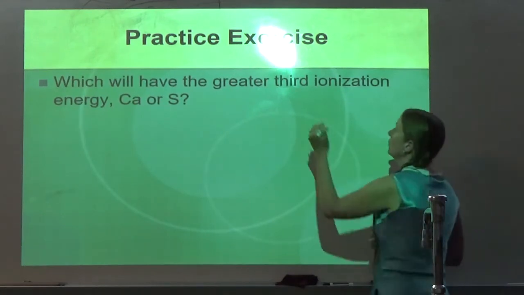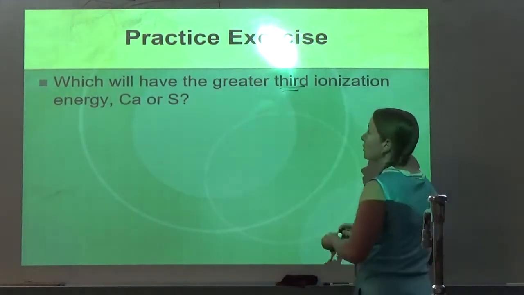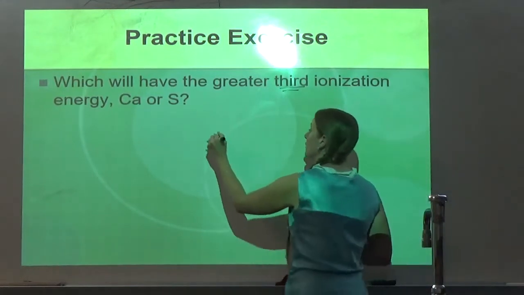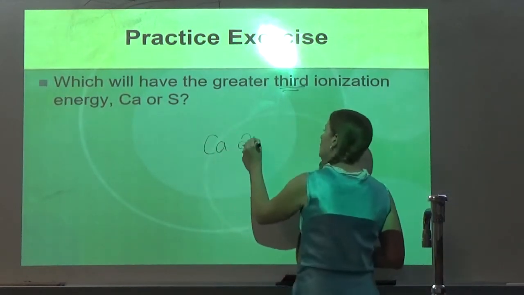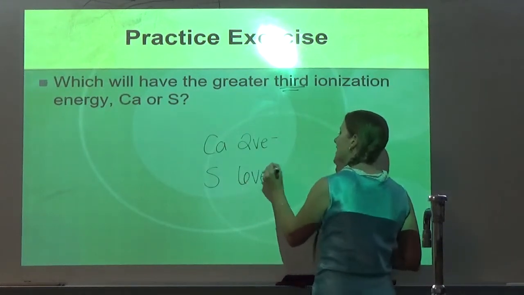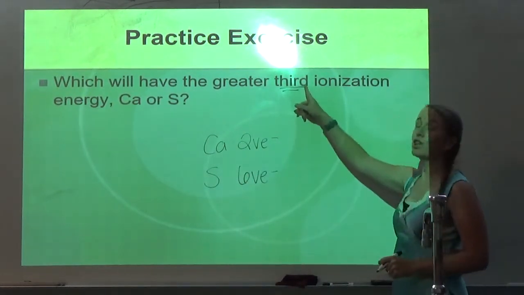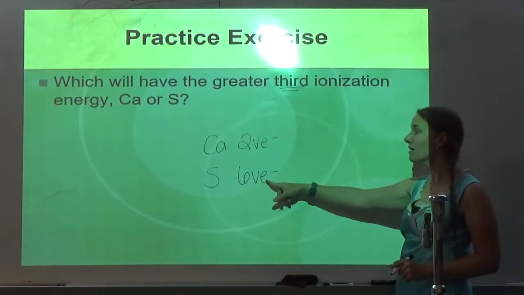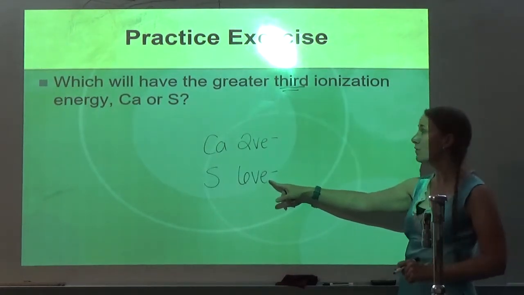Okay, so I'm looking for the greater third ionization energy. So remember, let's look at those valence electrons. Calcium's in group 2, so it has 2 valence electrons. Sulfur is in group 16, so it has 6 valence electrons. So we're going to third ionization energy. So I have at least 3 valence electrons I can remove from here.